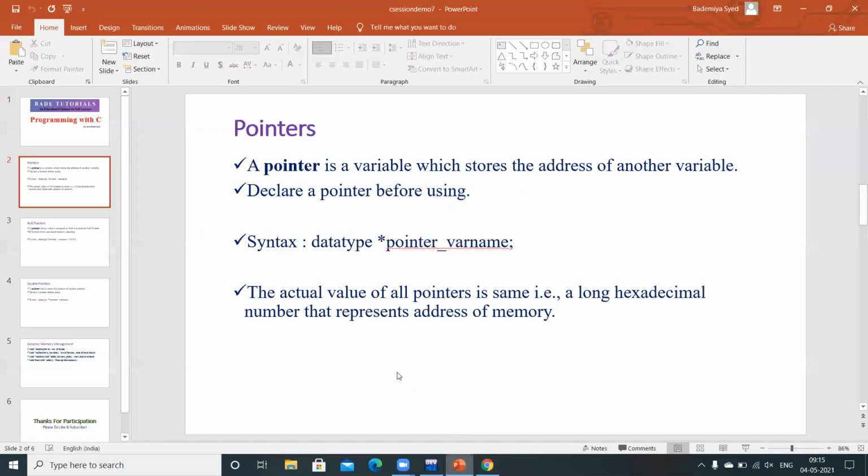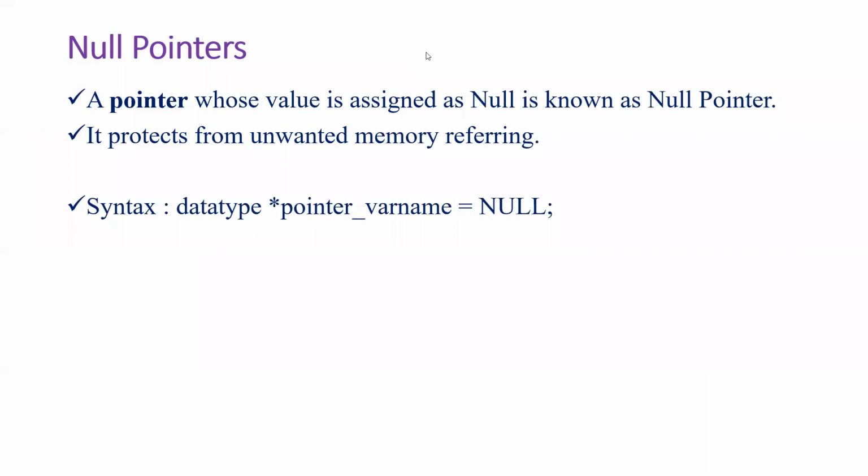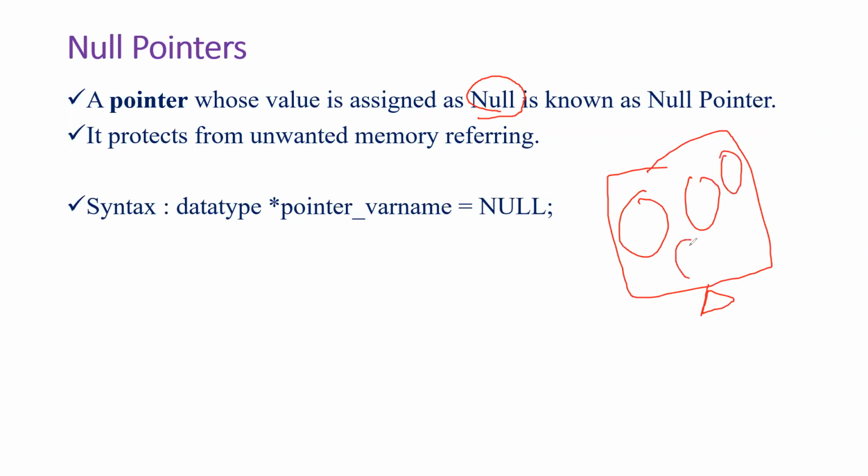The next thing is null pointers, where we initialize or assign the pointer variable with null. Why? In order to protect it from unwanted memory access. For example, if I don't initialize it, then by default it may point to any memory in my system. If it is pointing to some sensitive content or some OS related content, it may damage my system. That's why the better programming practice is to assign the pointer with null initially.